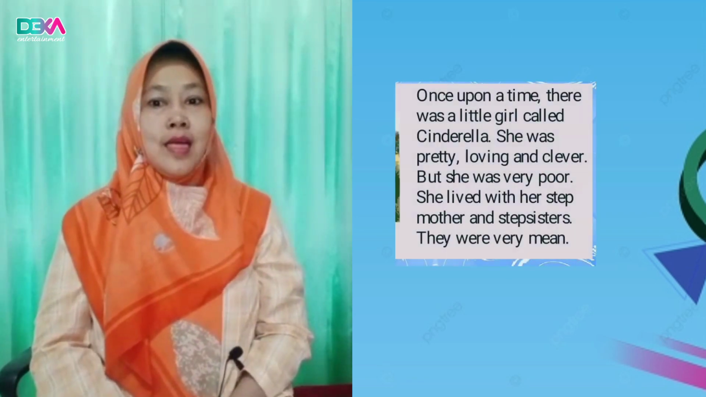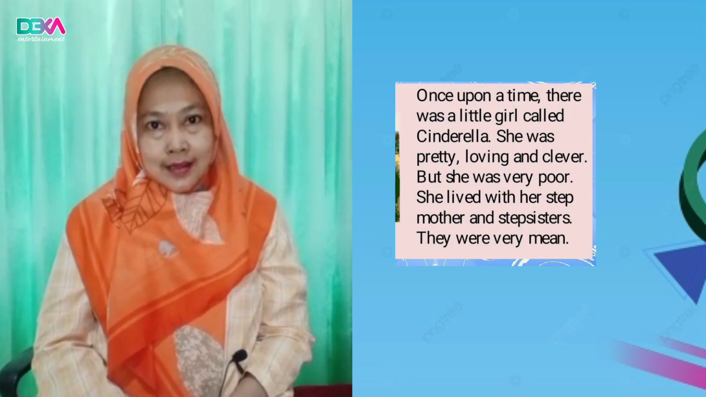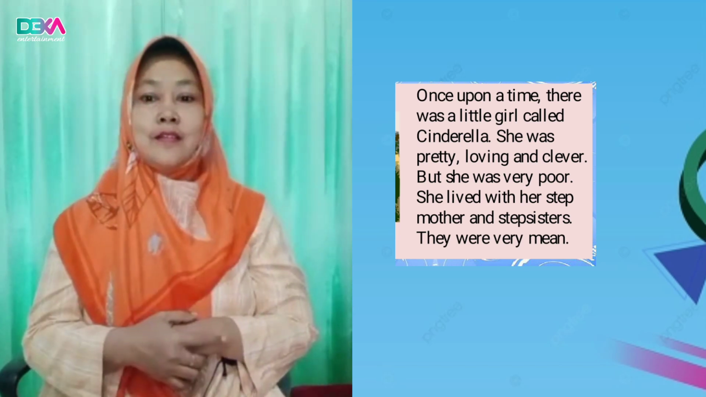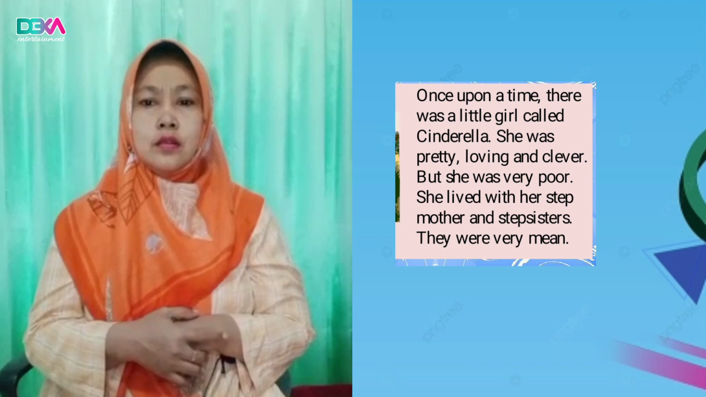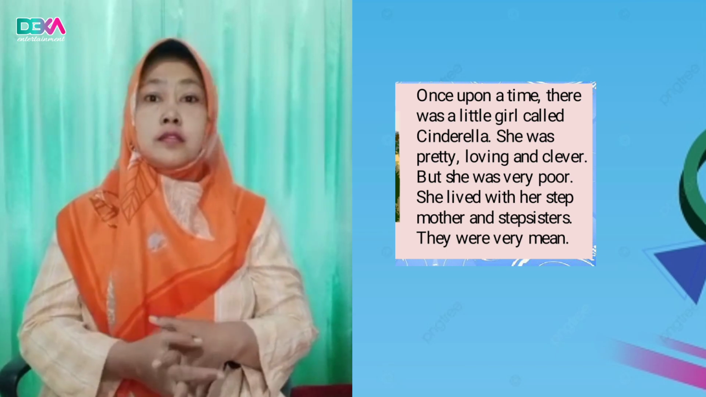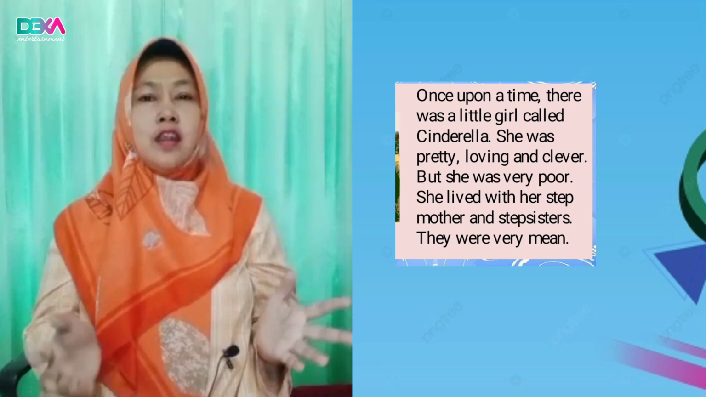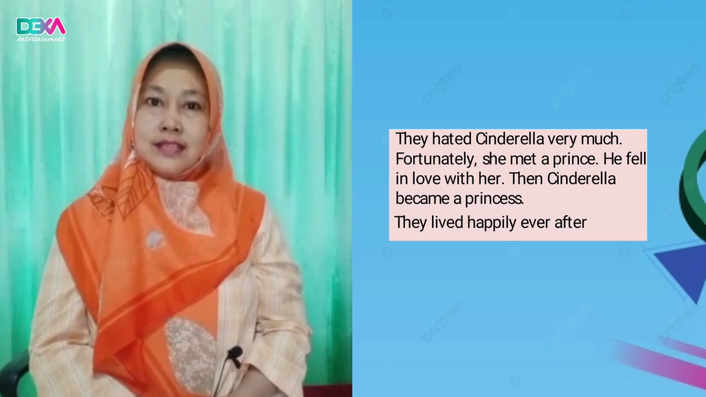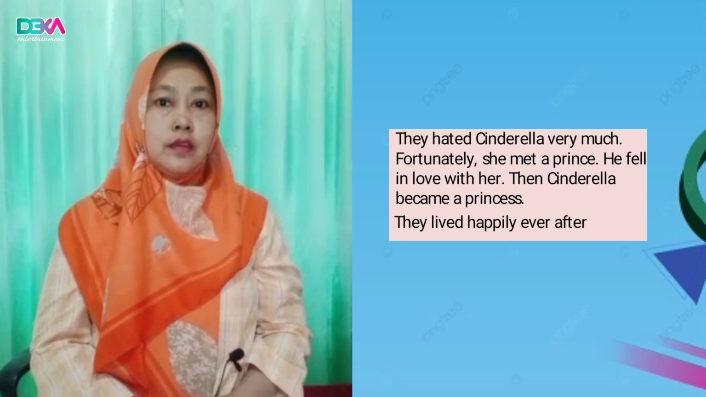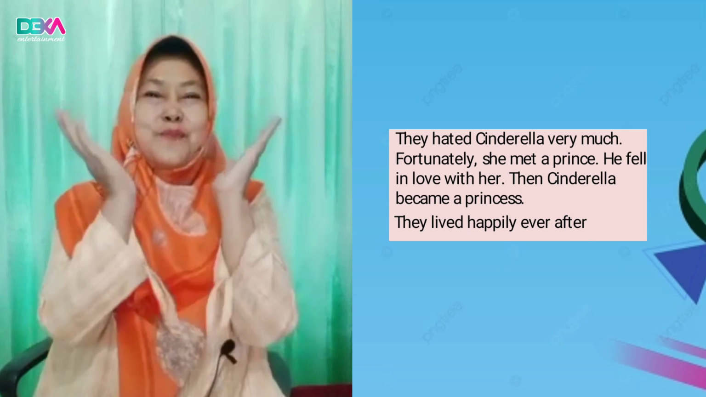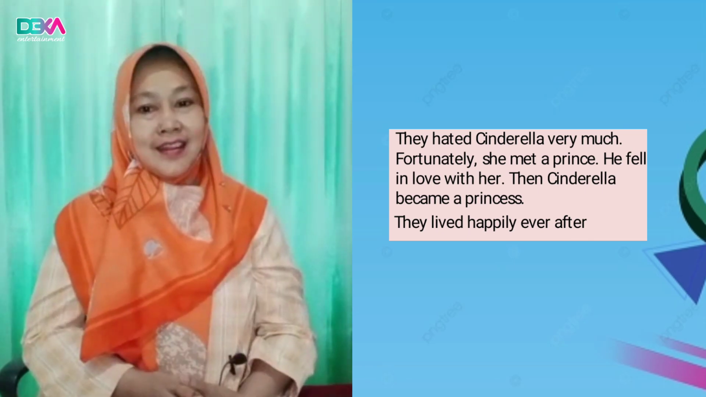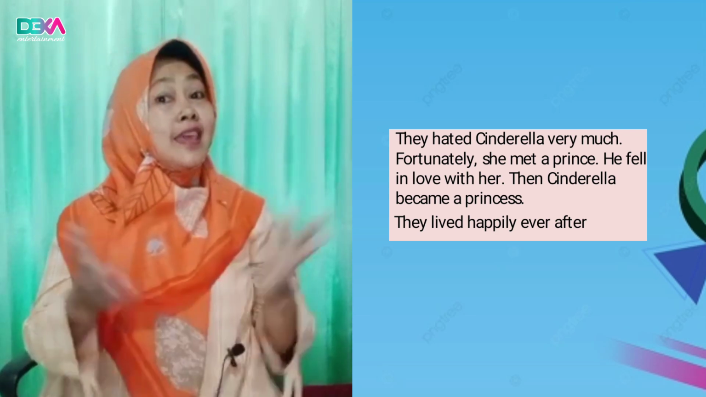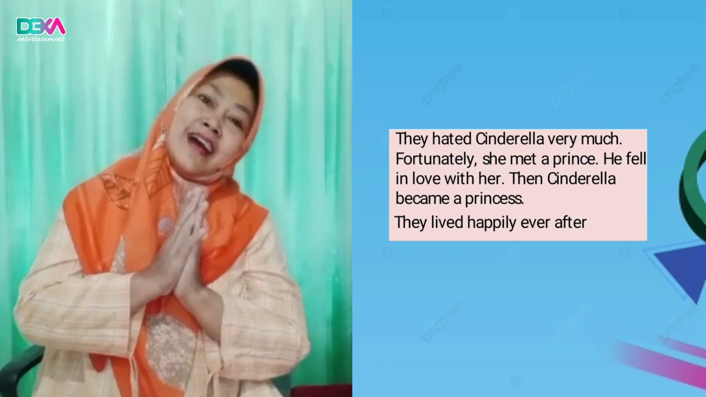Once upon a time, there was a little girl called Cinderella. She was pretty, loving, and clever. But she was very poor. She lived with her stepmother and stepsisters. They were very mean. They hated Cinderella very much. Fortunately, she met a prince. He fell in love with her. Then Cinderella became a princess. They lived happily ever after.